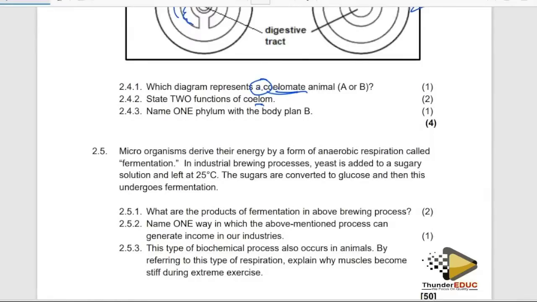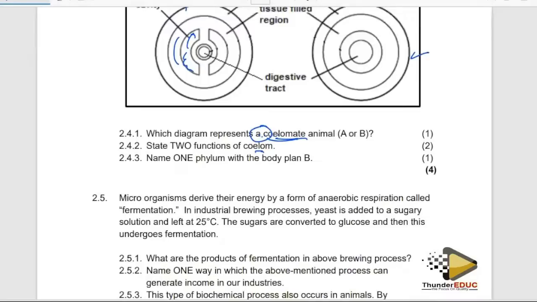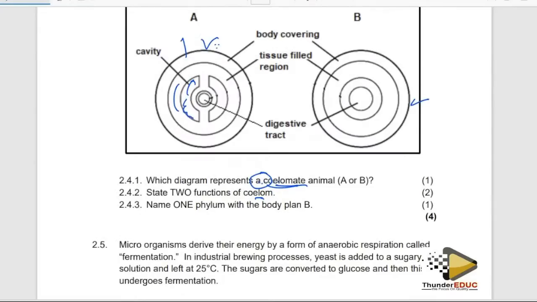Name one phylum with the body plan B. Yeah, this one. And you can talk about platyhelminthes. Let me write. I know this one, it is platy, then helmin, then thes. Platyhelminthes.